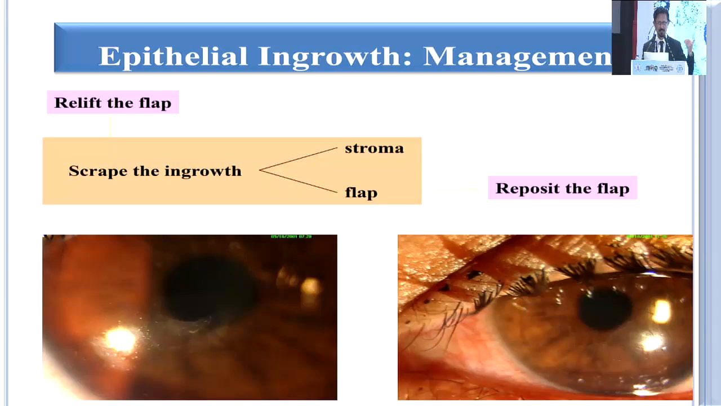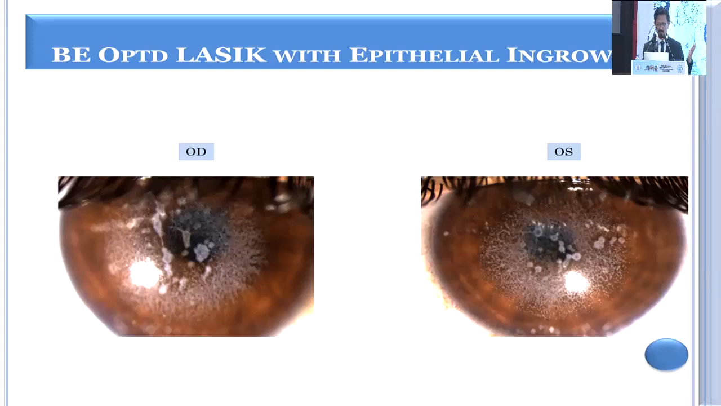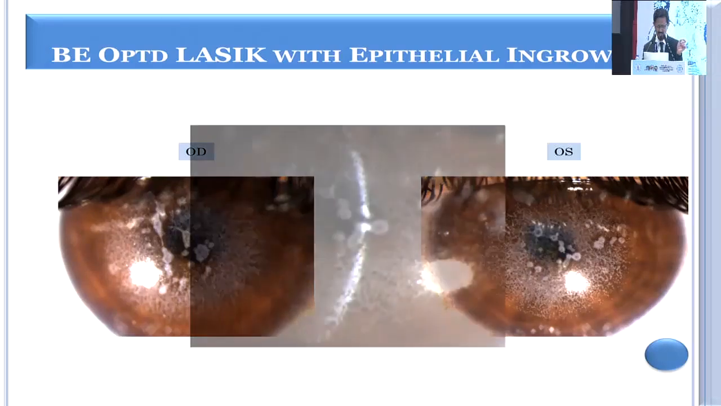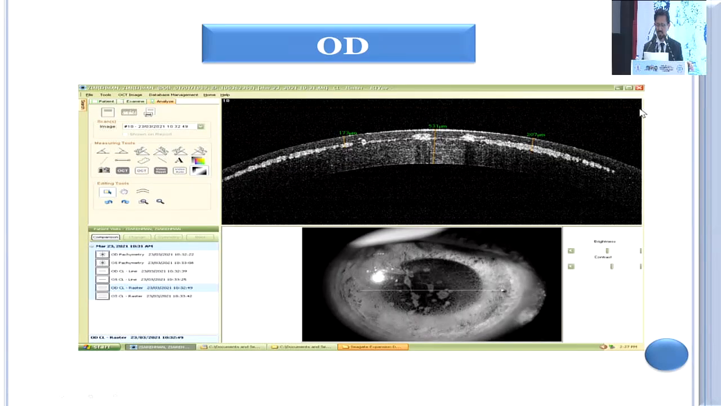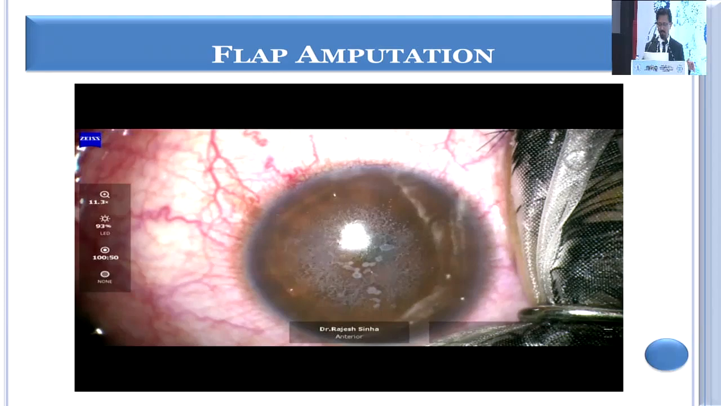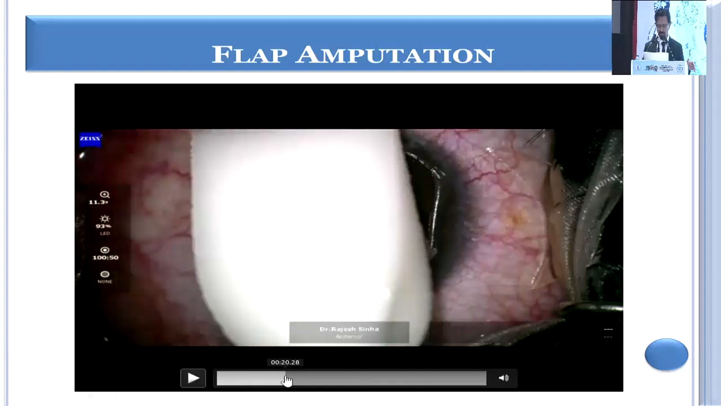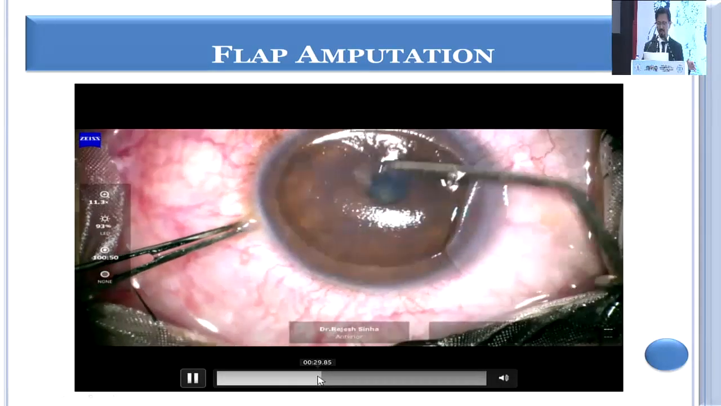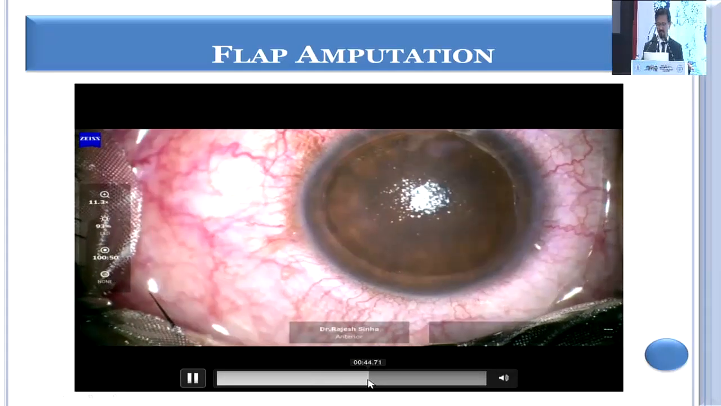And as I said, if there is epithelial ingrowth, you lift it up and then you can wash it off. But sometimes epithelial ingrowth is so dense that you have to do flap amputation. As in this case, you see on the OCT, the epithelium is actually entering into the flap and you just cannot manage it. So in such a case, it's better to do flap amputation. Flap amputation is very simple. You just lift the flap, remove the epithelium and then amputate the flap.